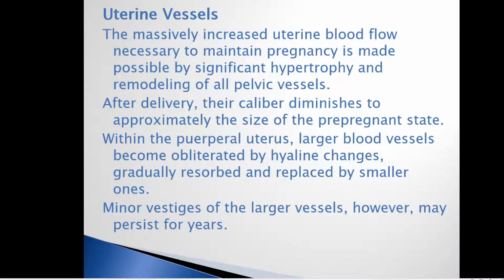What happened in uterine vessels? The massively increased uterine blood flow necessary to maintain pregnancy is made possible by significant hypertrophy and remodeling of all pelvic vessels. After delivery, their caliber diminishes to approximately the size of the pre-pregnant state. Within the puerperal uterus, larger blood vessels become obliterated by hyaline changes, gradually resorbed and replaced by smaller ones. Minor vestiges of the larger vessels, however, may persist for years.